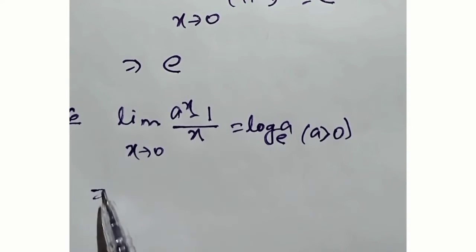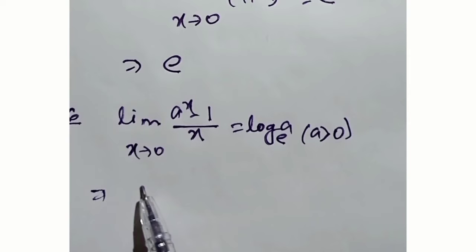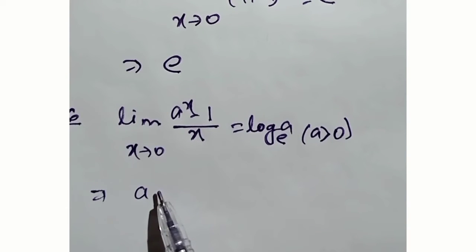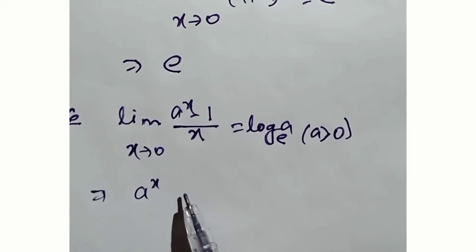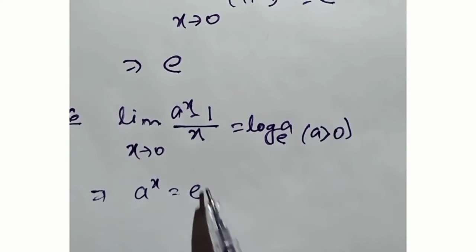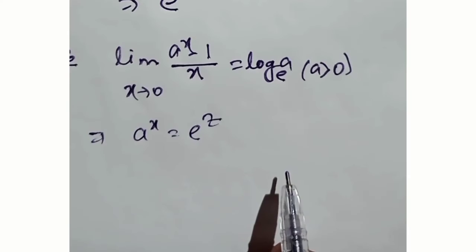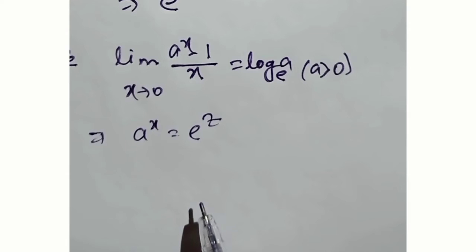So guys, our last problem is limit x tends to 0, (a to the power x minus 1) by x, equal to log a base e, where a is greater than 0. We know that limit x tends to 0, (e to the power x minus 1) by x equals 1. So we should try to find out something like that. For it, let e to the power x equal e to the power z.